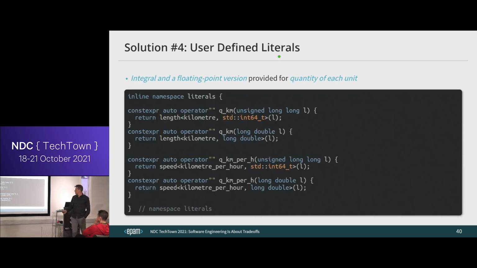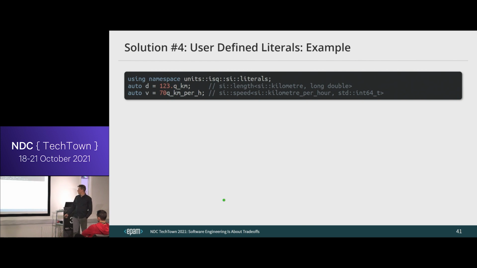Solution number 4, user-defined literals. So something that we know already from Chrono, right? And it's even harder to standardize because it provides two versions, for integrals and floating points, for each unit in the system. So if there was 1,000, right now it is twice as much. But the use case is quite fine.